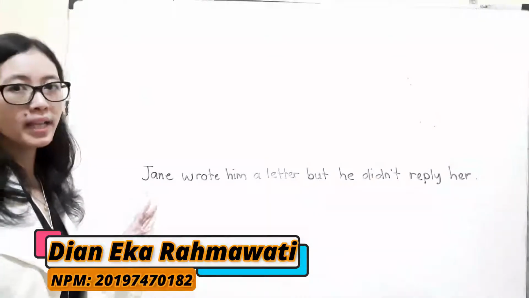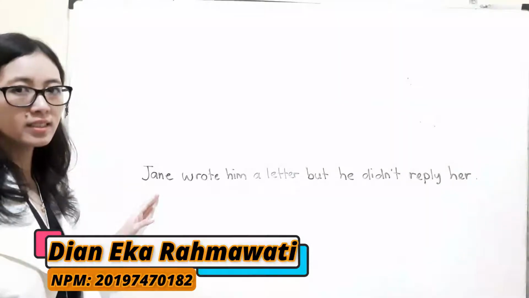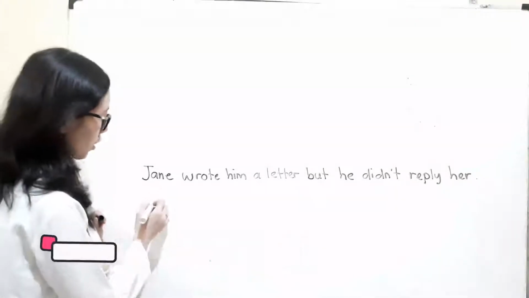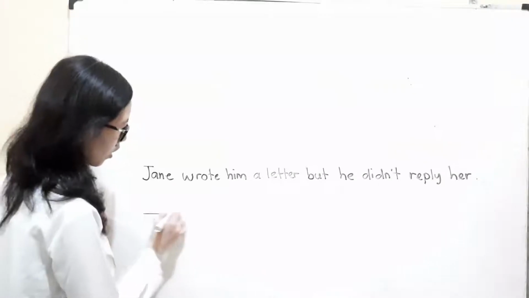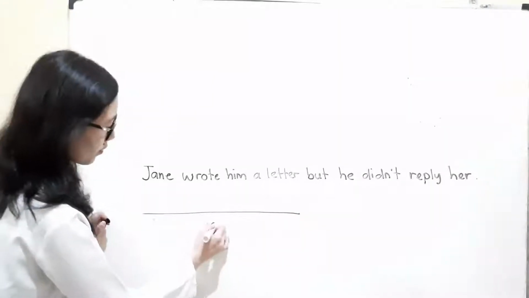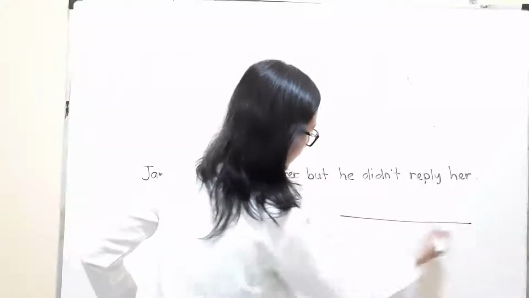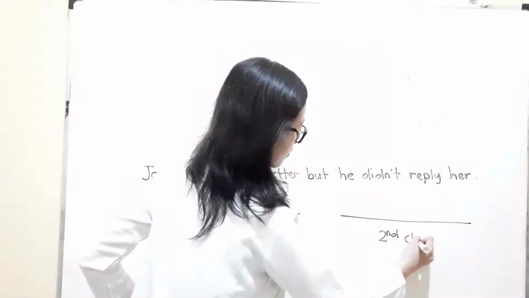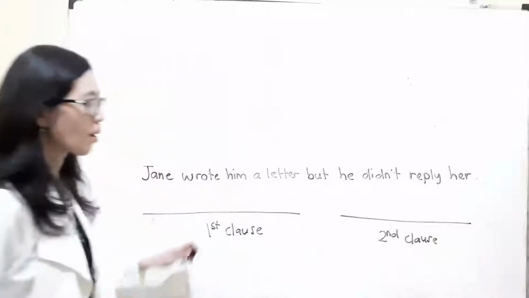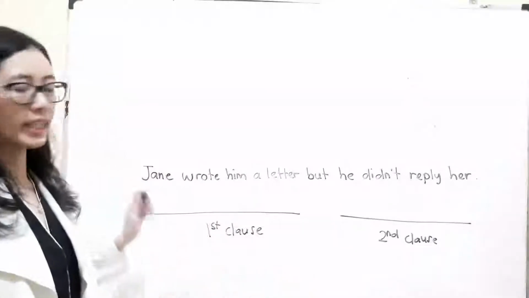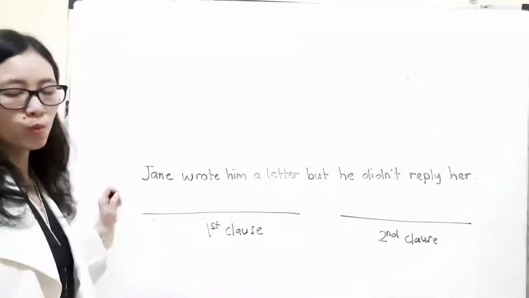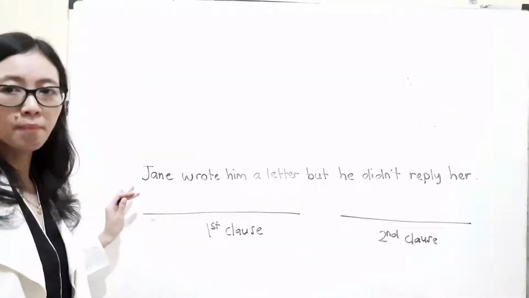Look, how many clauses are in this sentence? Yes, we have two clauses. This is the first clause. And this is the second clause. Both of them are independent clauses. That's why we call this a compound sentence.